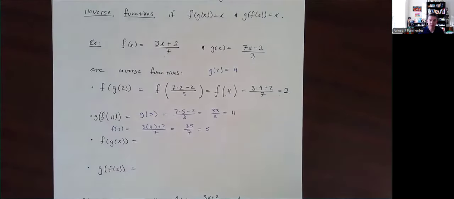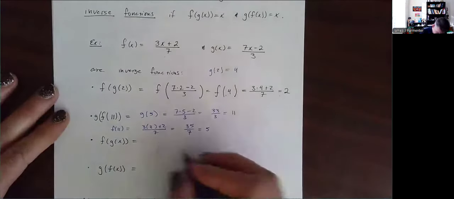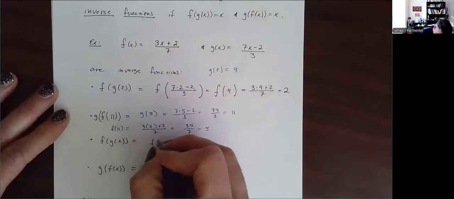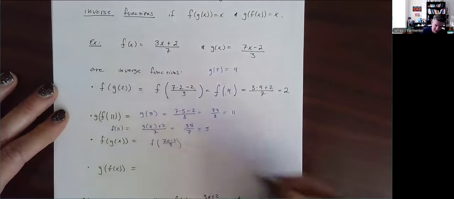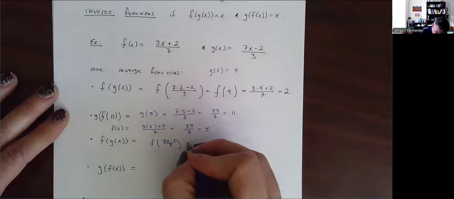I'll say it again, inverse functions undo each other. So for both of these here, we are expecting that f of g of x is going to equal x, and that g of f of x is equal to x. Let's actually do it though. So f of g of x is going to be f of 7x minus 2 over 3. It's going to be a little bit complicated here, just a little bit tight.